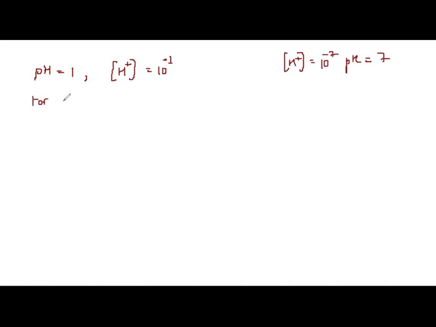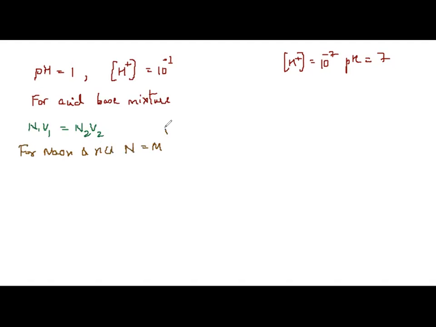Therefore, I can say for acid base mixture, what we can write is N1V1 is equal to N2V2, correct? Yes, for NaOH as well as for HCl. For NaOH and HCl, normality is nothing but molarity. Yes, normality is nothing but what? Normality is nothing but molarity. Understood? Okay, so let us take it one by one.